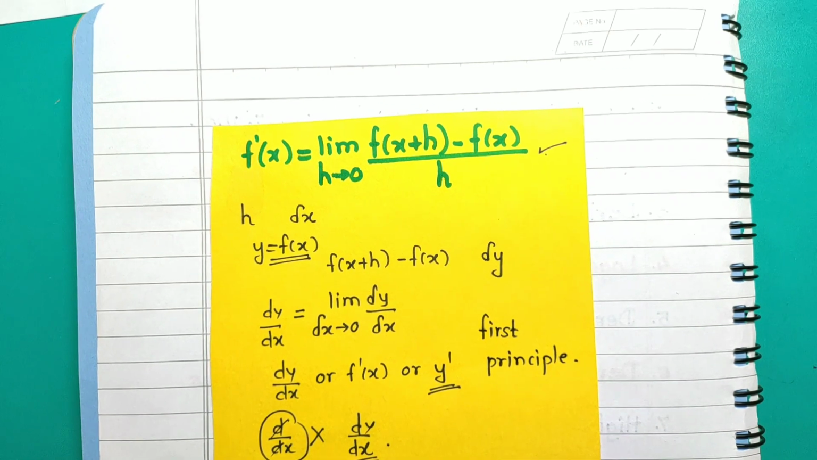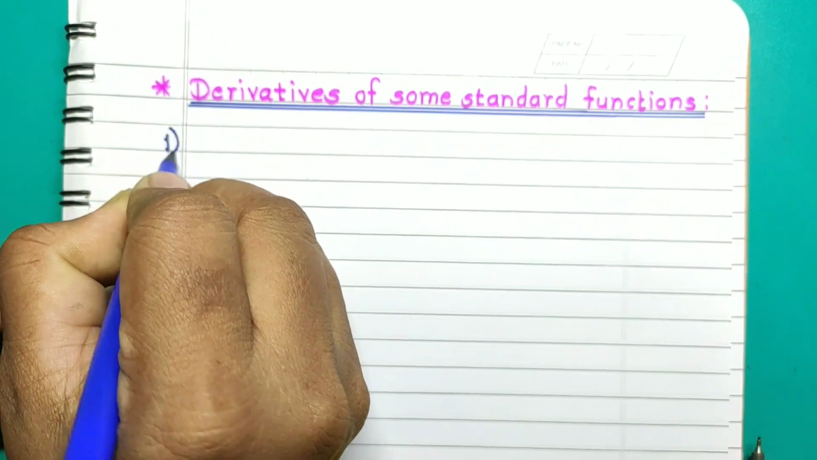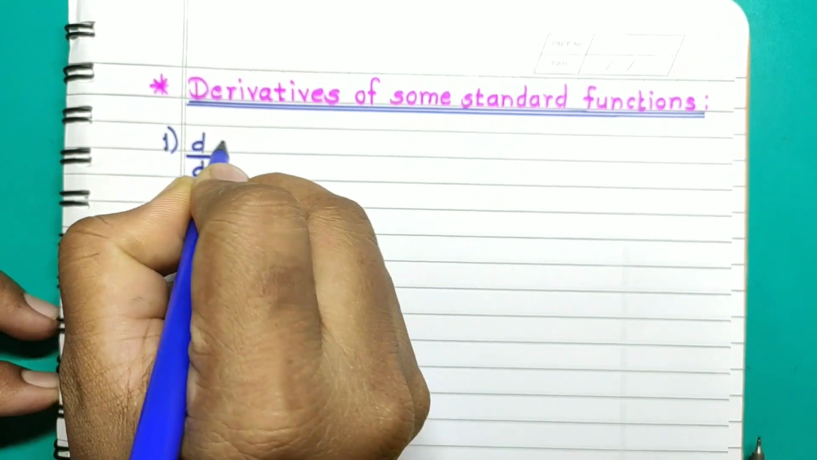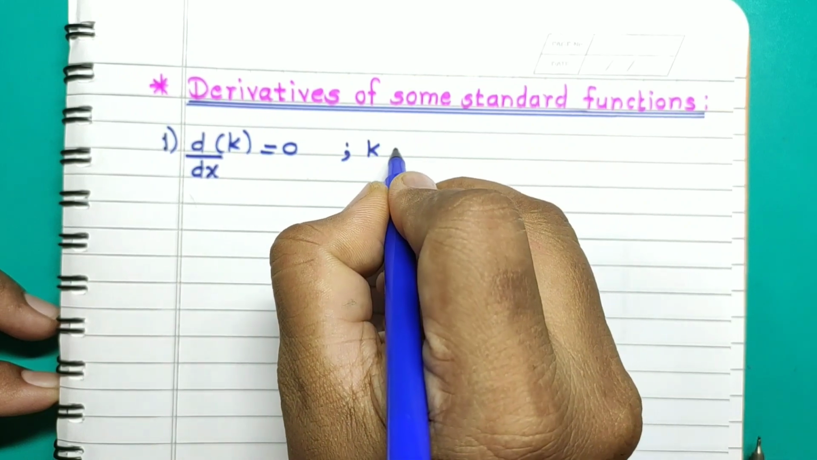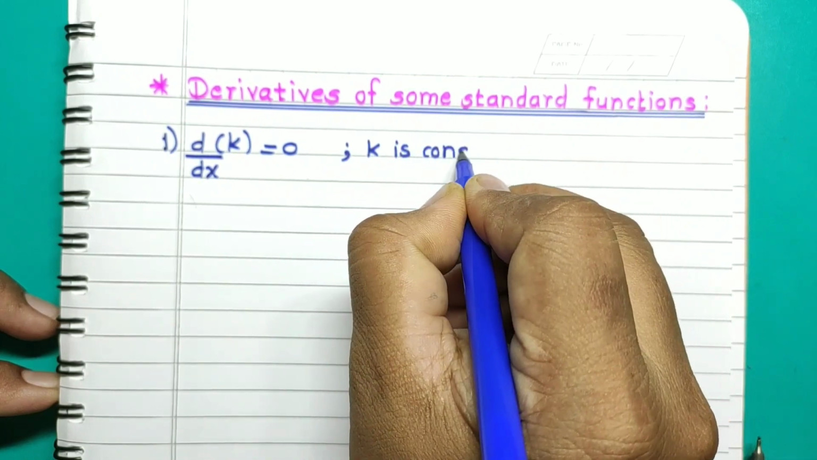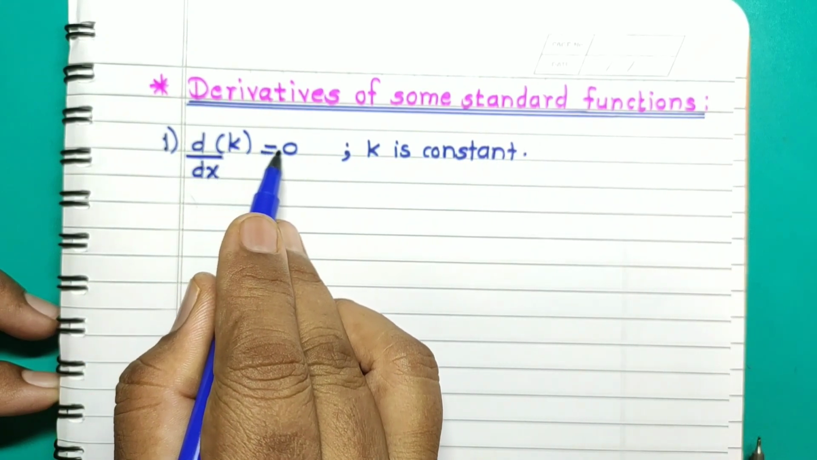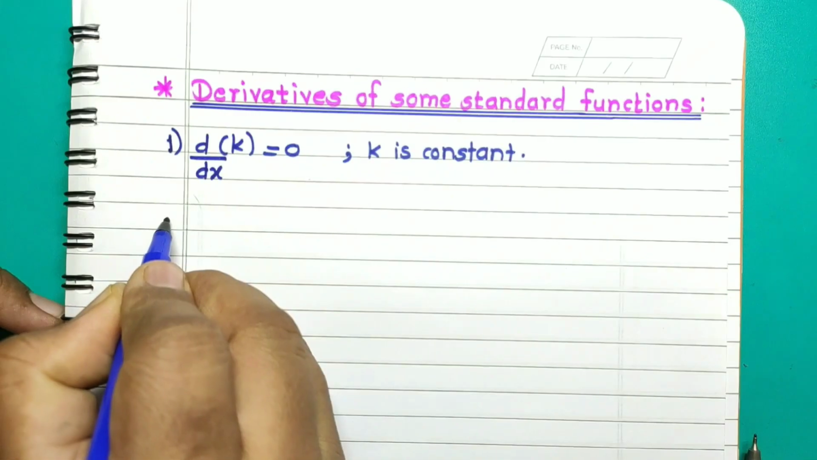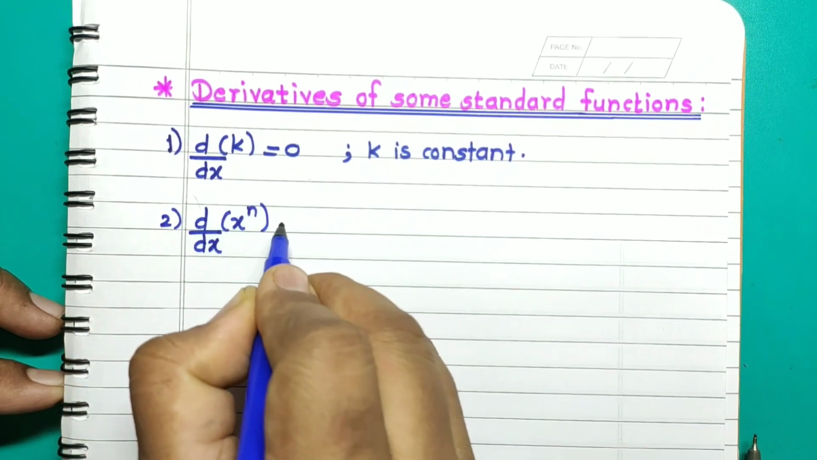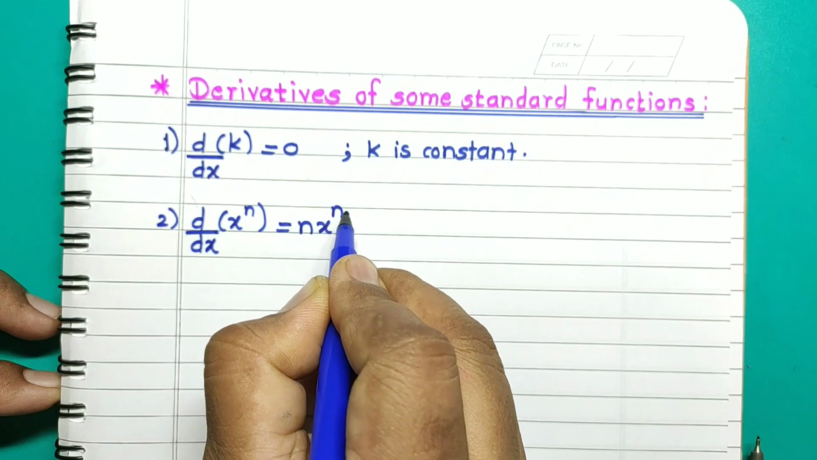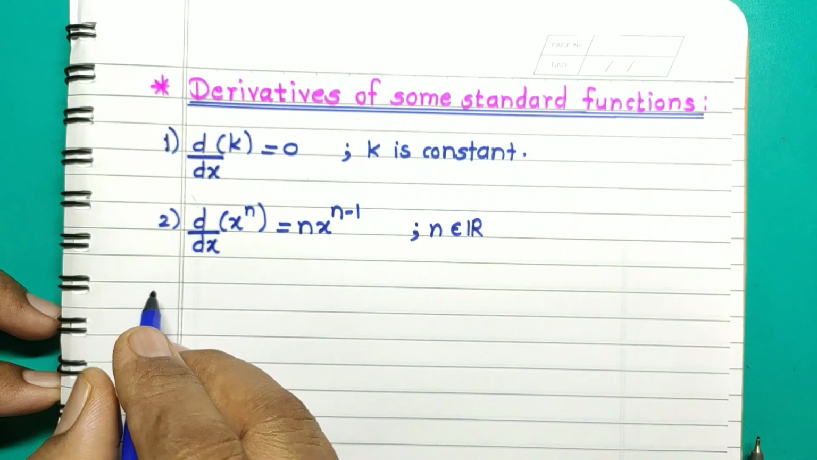Let's recall them. So, derivatives of some standard functions. First one, the derivative of a constant k is 0, where k is a constant. That means the derivative of a constant function is always 0. Then secondly, the derivative of x raised to n is n into x raised to n minus 1. Here n belongs to the set of real numbers.